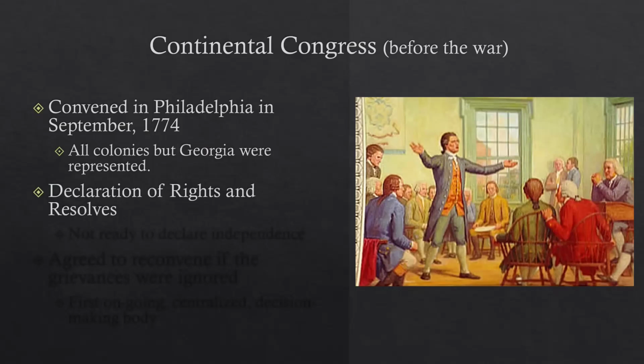Their task was to prepare kind of a united front. Here are the things that you're doing wrong, Parliament, King George, shame on you. This is unjust, unfair, and here's what you ought to do about it. They wrote, it's called the Declaration of Rights and Resolves.